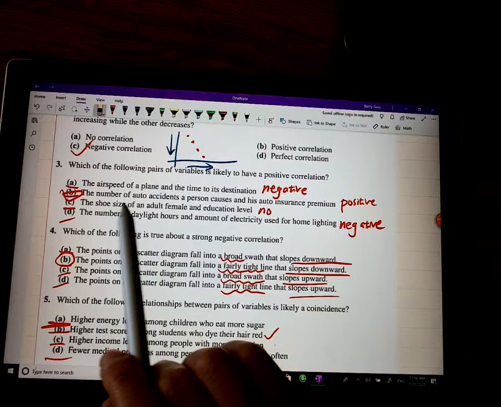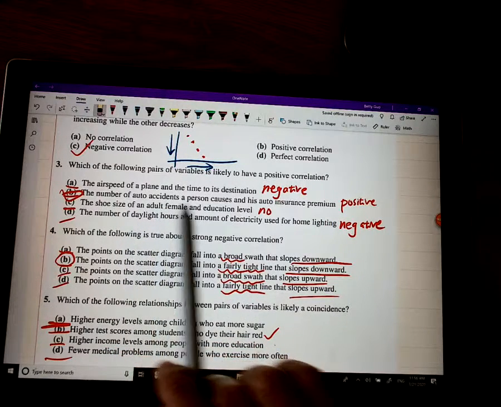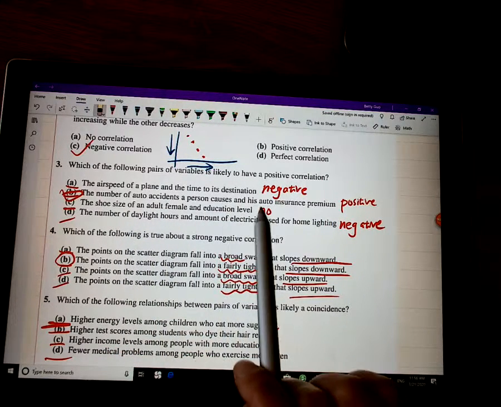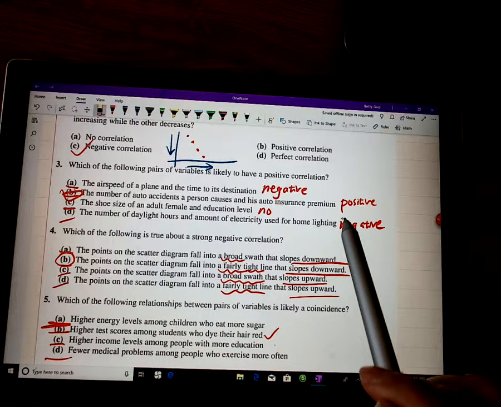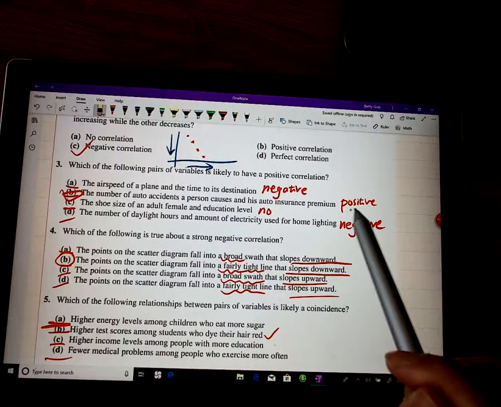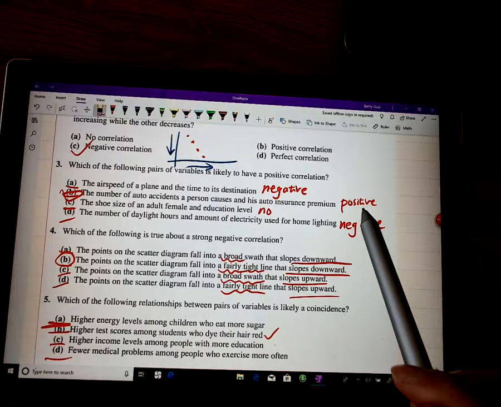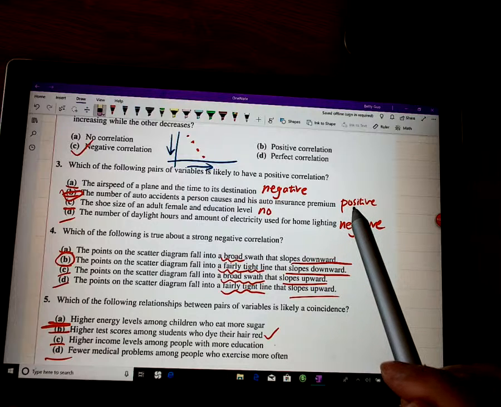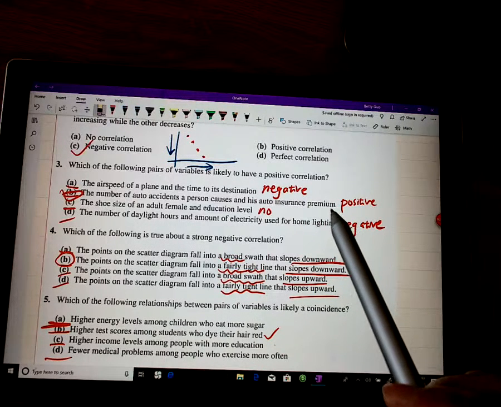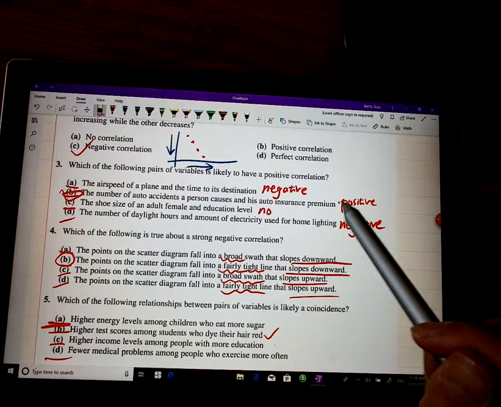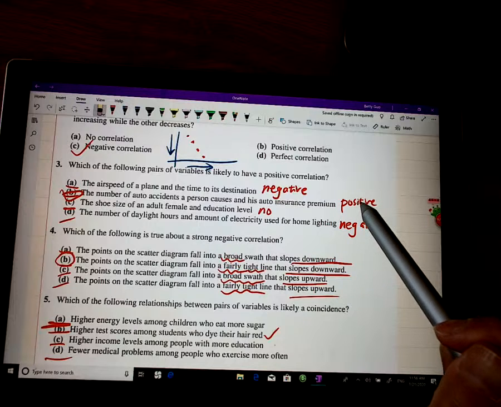B, the number of auto accidents a person causes and his auto insurance premium. If you have a car, you should know that is a positive. You have more accidents on your record, and the insurance company would quote you more for your insurance because you are not a safe driver, right? And they might lose money because they insure you. So that is a positive. Does that make sense?